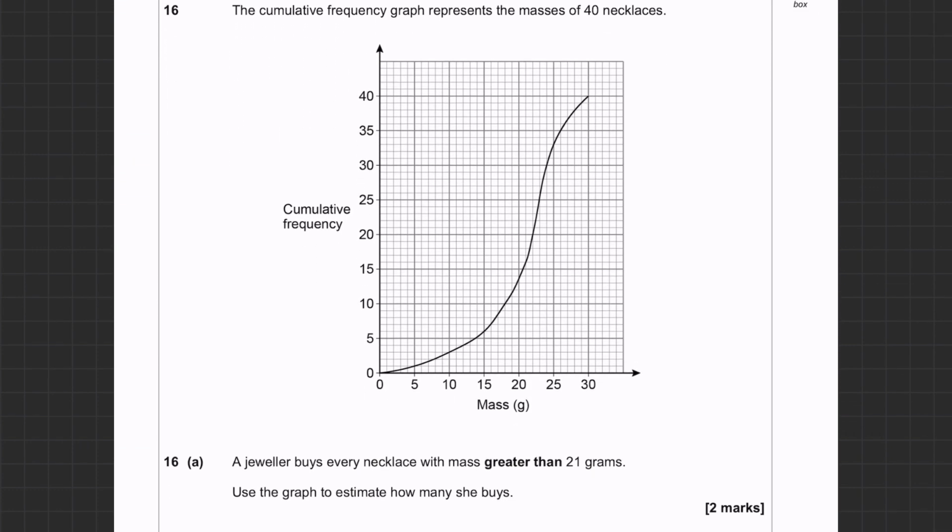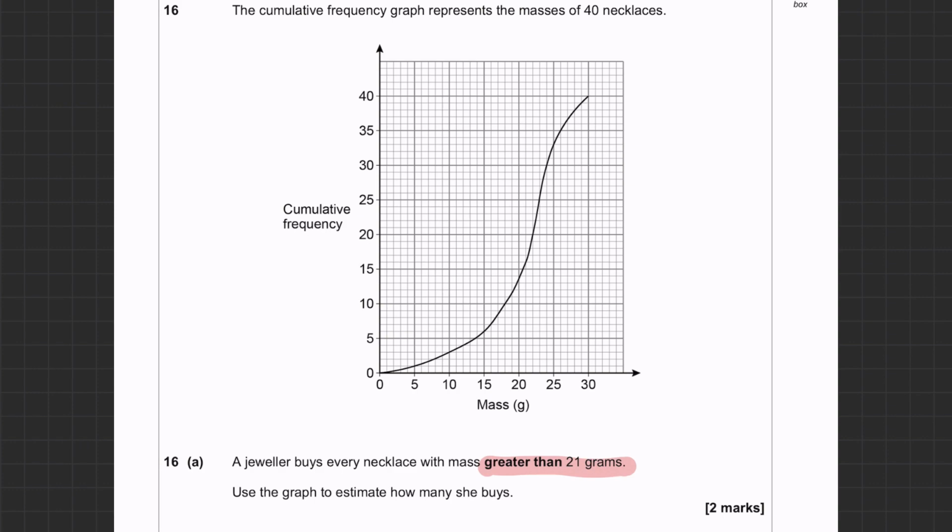A bit more of a beefier question here. Be careful not to make any mistakes. We've got the cumulative frequency graph, which represents the masses of 40 necklaces. The first question for A: a jeweler buys every necklace with mass greater than 21 grams. So be wary, greater than 21 grams is highlighted "greater than", so you don't make any mistakes. Use the graph to estimate how many she buys. So we're looking for an amount.